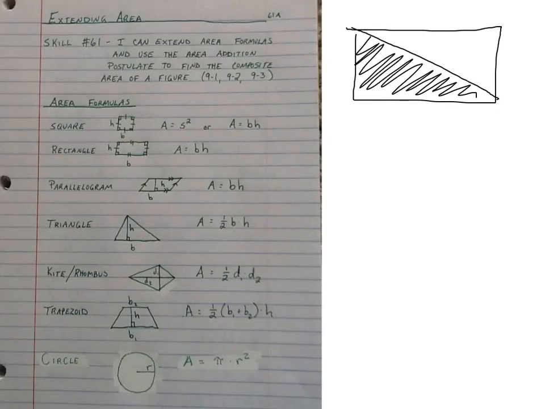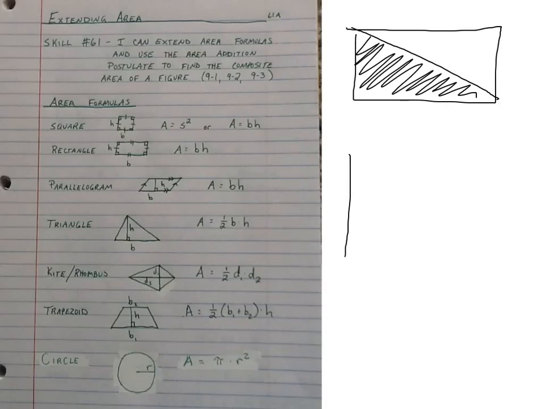Then we have the trapezoid, whose formula is 1/2 of (base 1 plus base 2), and then we multiply that by the height of the trapezoid. And finally we have the circle with the formula pi r squared, where r stands for the radius of the circle. We are going to be using these formulas largely to find composite area of more difficult shapes.